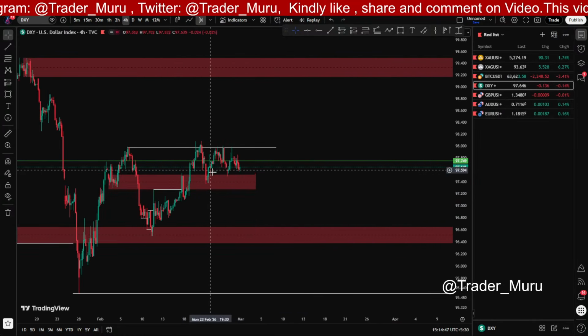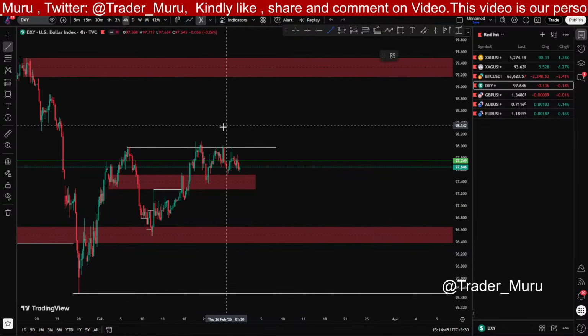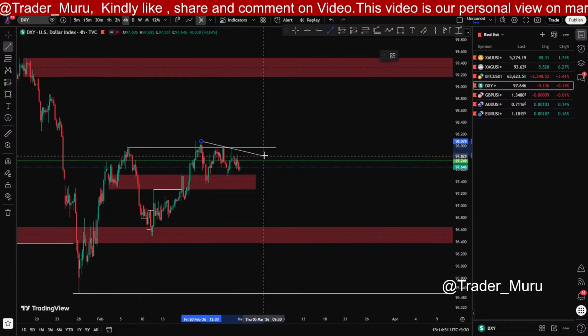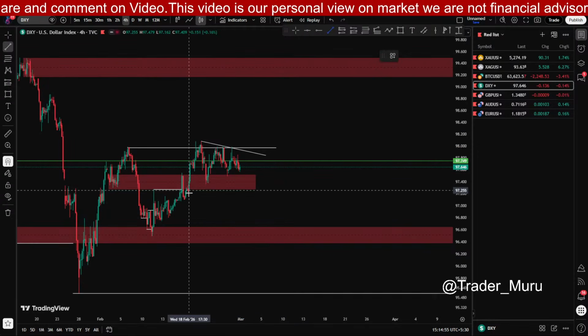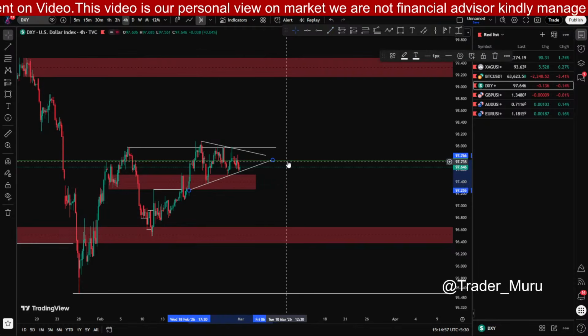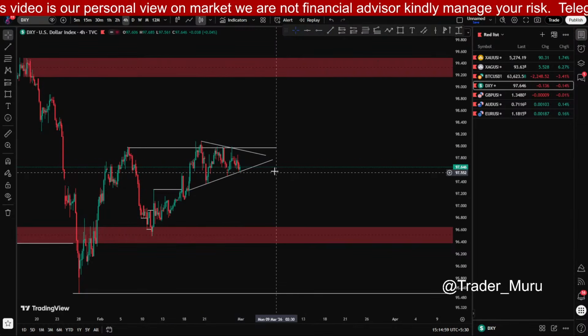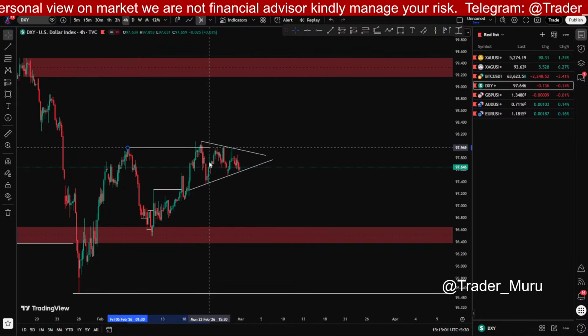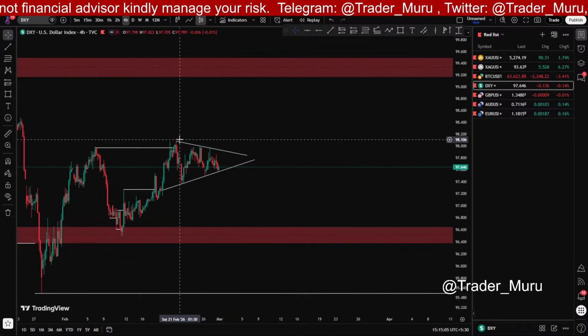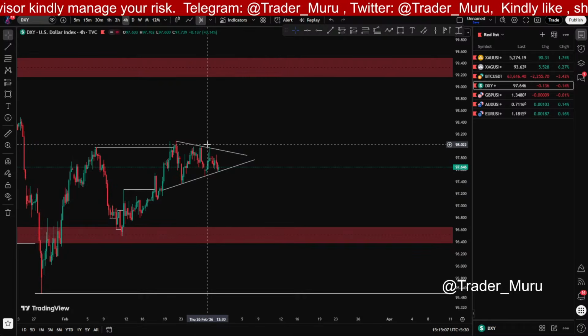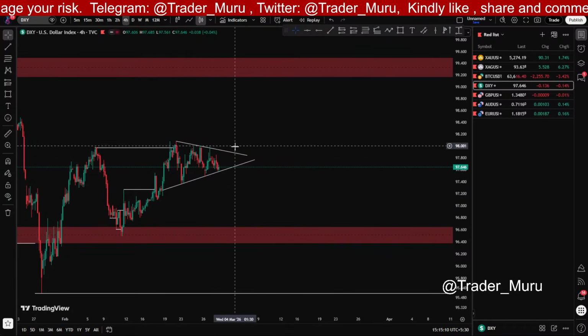DXY is still in range. Currencies will be in range too. This is your consolidation model, and this is why I'm telling you that it is in range. See, until it breaks, currencies will be in range too.